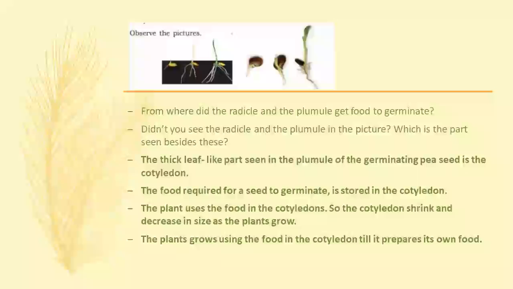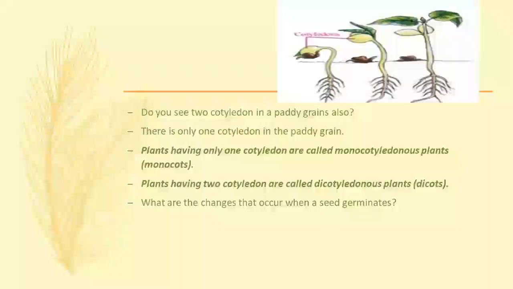The plant uses the food in the cotyledons, so the cotyledons shrink and decrease in size as the plant grows. The plant grows using the food in the cotyledon till it prepares its own food. Do you see two cotyledons in a paddy grain also? There is only one cotyledon in the paddy grain. Plants having only one cotyledon are called monocotyledonous plants, monocots. Plants having two cotyledons are called dicotyledonous plants, dicots.